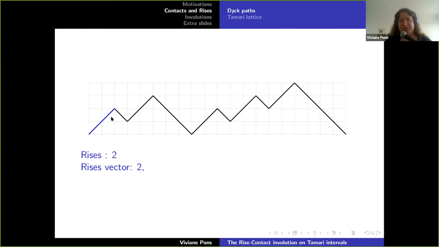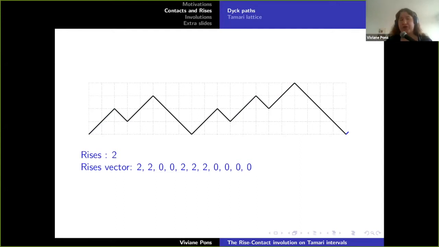It starts with this 2, and then for every down step, you look at the number of up steps following right after. So here you have 2, 0, 0, 2, 2, 2, 0, 0, 0, and the last value is always a 0. This was also the case for the contact vector, so in the rest of the talk, I'm going to just ignore this last value because it's always 0.